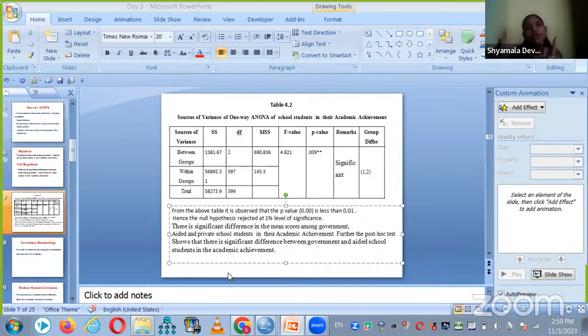So gender is also having two subgroups. Medium of instruction is also having two subgroups. So it is a 2 cross 2 factorial design. You can go for three-way ANOVA. Okay, so it will take more time, so I'm not going to touch that. So let us move to correlation.